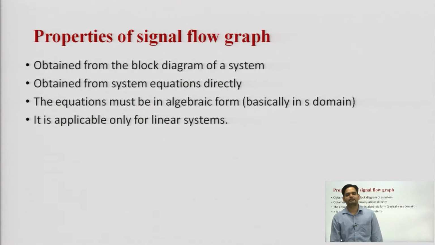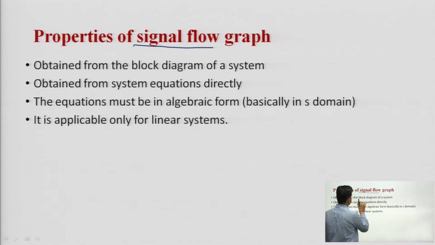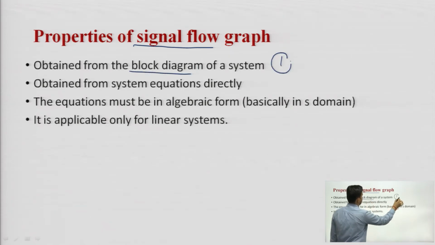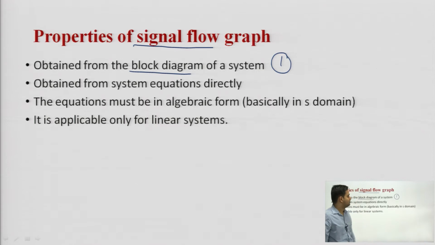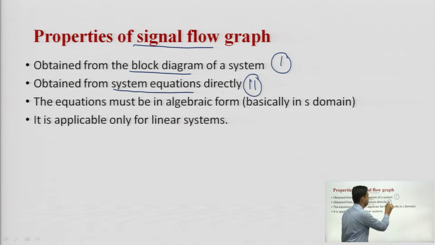So, with the help of Mason gain formula we would be able to calculate the gain or transfer function of the system, right. Now, we will see the basic properties of the signal flow graph, meaning how to obtain this signal flow graph from a block diagram, right. So, if I have to draw the signal flow graph, I would first require a block diagram. If I have the block diagram, then from the block diagram I can directly convert it into the signal flow graph. The second option is if I have the system equations, then I can obtain the signal flow graph from the system equations.